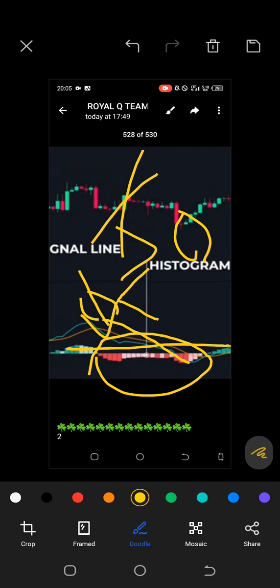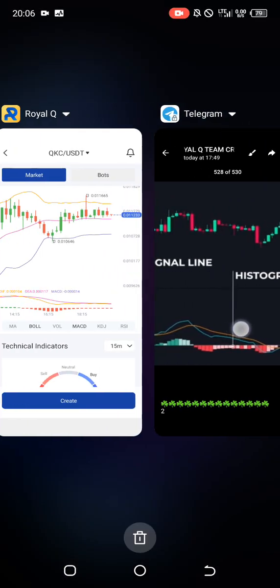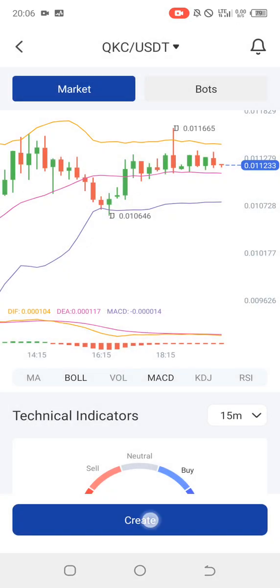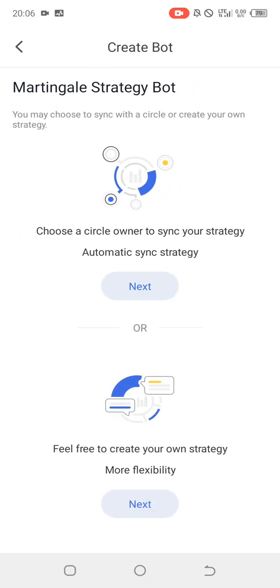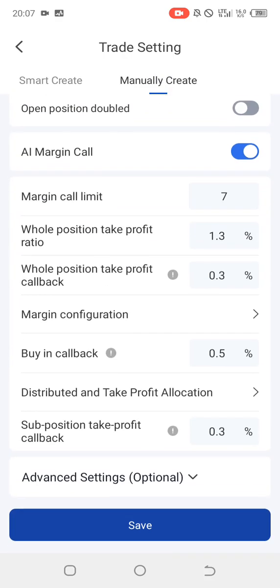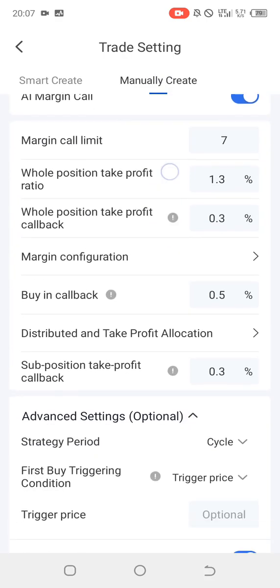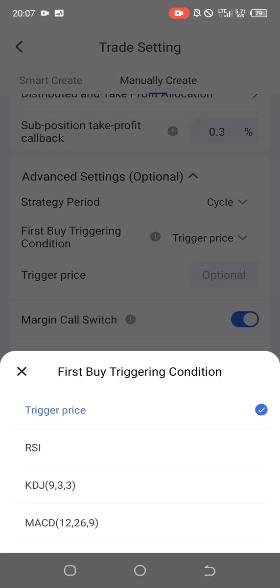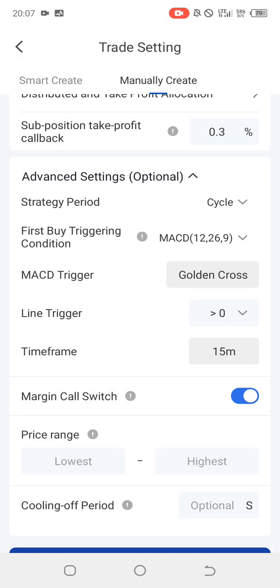So what we had over there, as I demonstrated, see that we chose for the trigger. Let's go to advanced setting. First buy, we chose our MACD. So you could see the MACD trigger is the golden cross. And the line trigger, which is the zero line, we have the zero line above, or you should take the trade when the golden cross happens below the zero line on the 15-minute time frame.